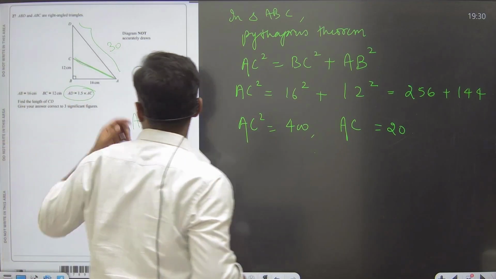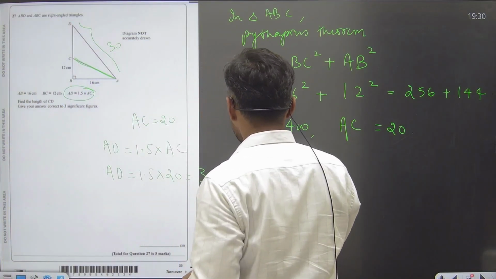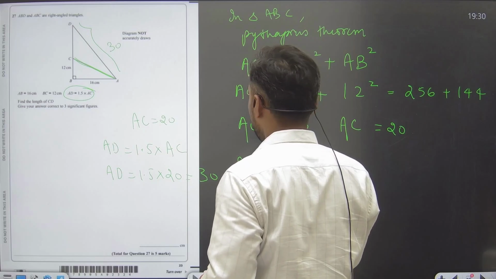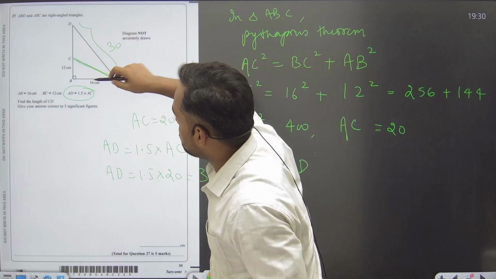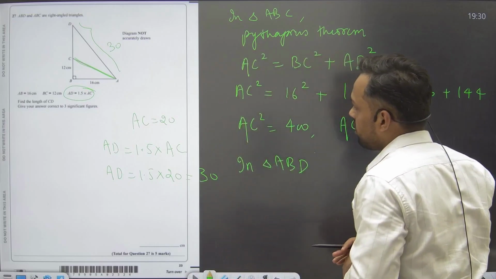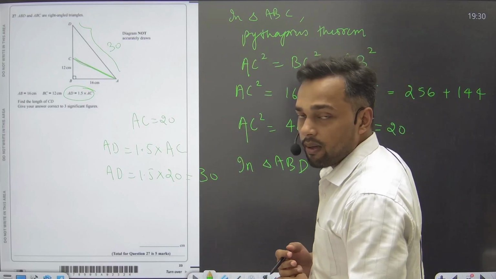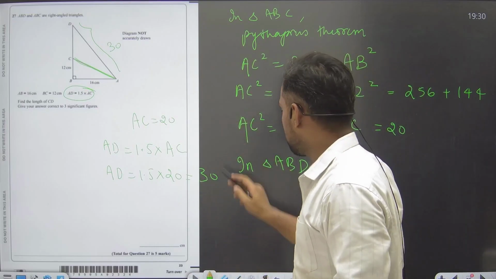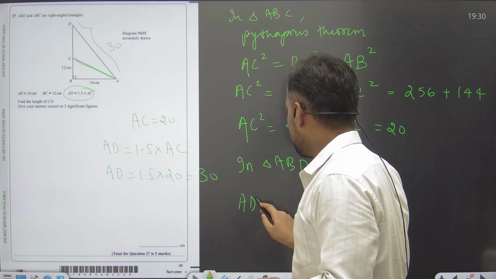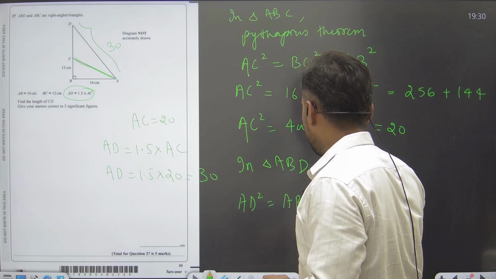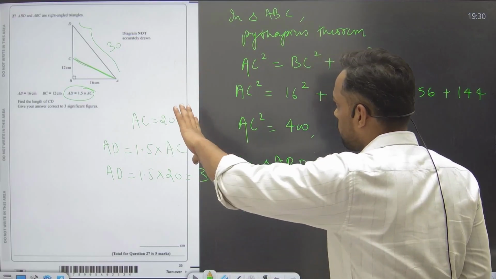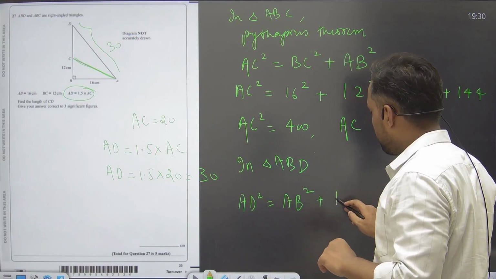Okay. Now visualize the triangle. In triangle ABD, the bigger triangle I am talking about, again we will be applying the Pythagoras theorem. According to the Pythagoras theorem, hypotenuse square is equal to base square plus perpendicular square. Now perpendicular square will be BD square.